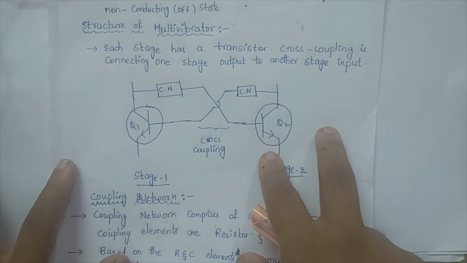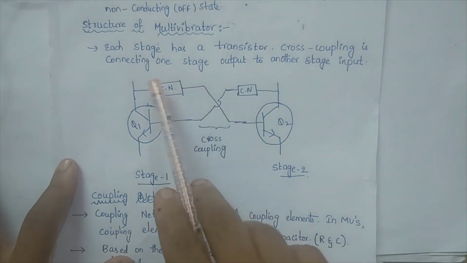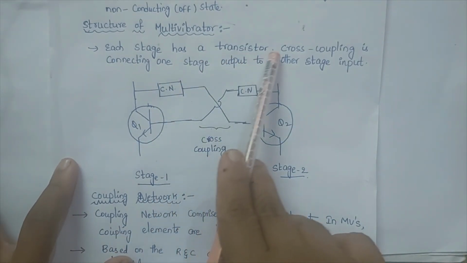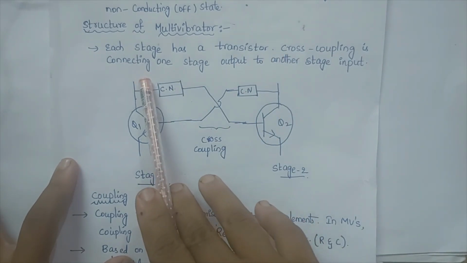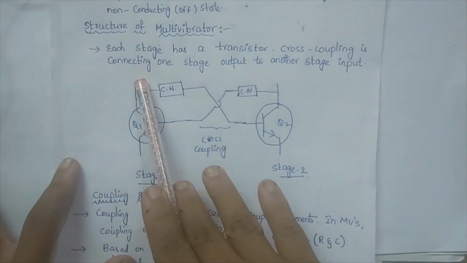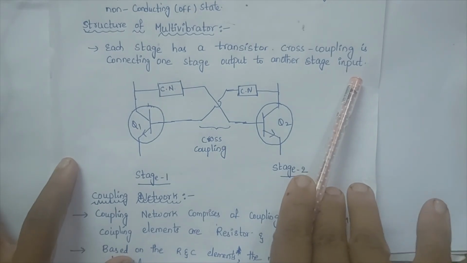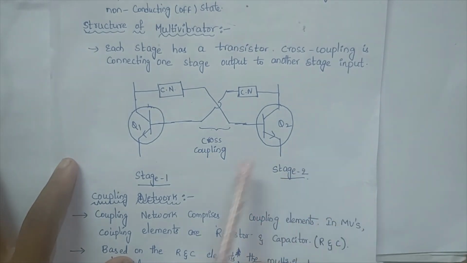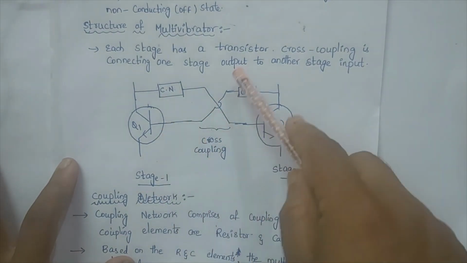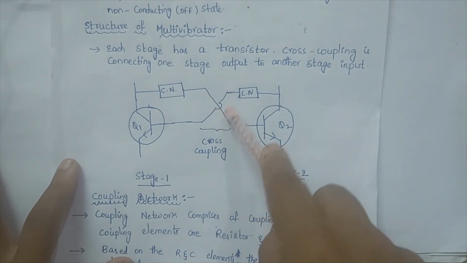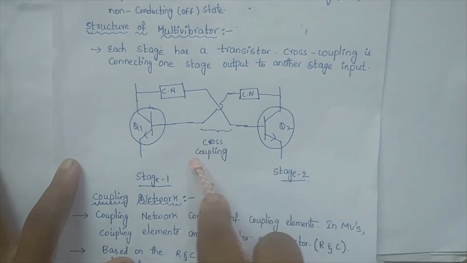Structure of multivibrator. Each stage has a transistor. Cross coupling is connecting one stage output to another stage input, as I have said earlier. This process is called cross coupling. If you observe here, we have a cross mark. This is called cross coupling.